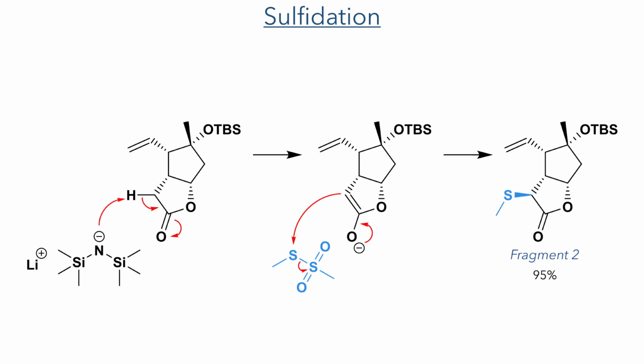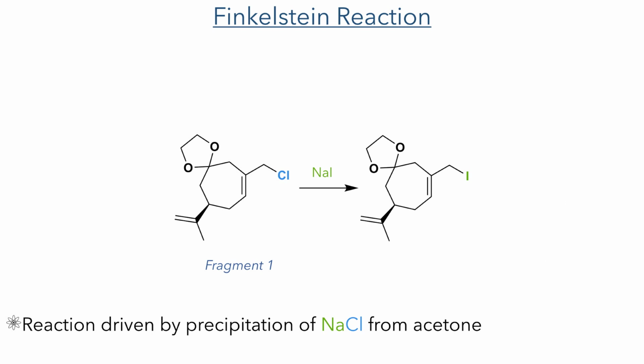This product was then reacted with lithium HMDS. This deprotonates the alpha position of the lactone, producing a nucleophile that was reacted with methyl mesylate to complete the synthesis of fragment 2 in a 95% yield as a single isomer. This stereoselectivity arises from the steric bulk of the molecule, as the electrophile must add to the convex side of the molecule, as the concave side is too hindered.